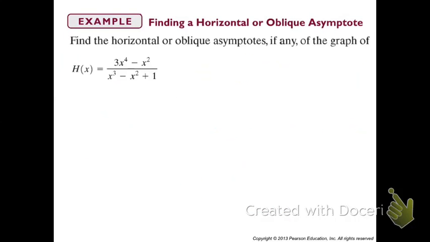So we're almost done. A couple more examples here, and then you guys are going to do some problems on your own. We have h of x defined here, and we can see that the numerator has a degree of 4, and the denominator has a degree of 3. That's a bigger bubble on the top than the smaller bubble on the bottom. This way we say we have no horizontal asymptotes.